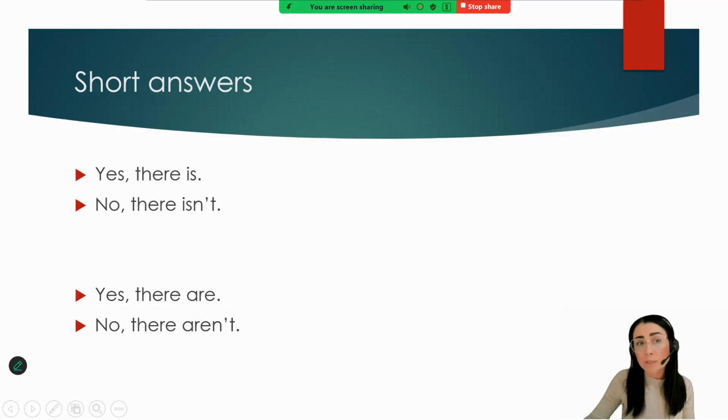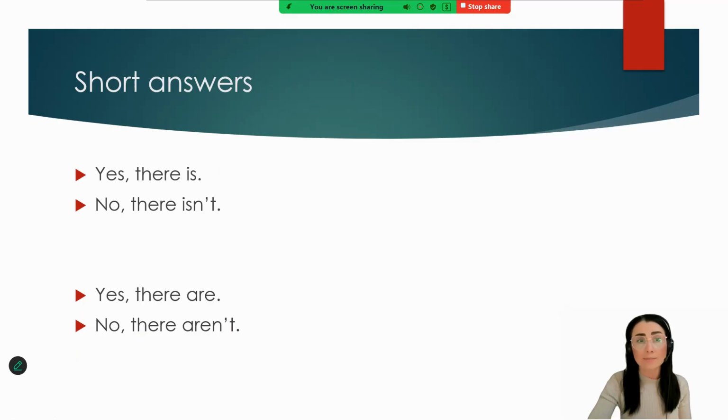Take a look at short answers. Is there a table in your room? Yes, there is. No, there isn't. Are there two computers on your desk? Yes, there are. No, there aren't. It's very important for you to take some notes and to remember these short answers. You know that while speaking, people usually use short forms. Let's get to the next slide.